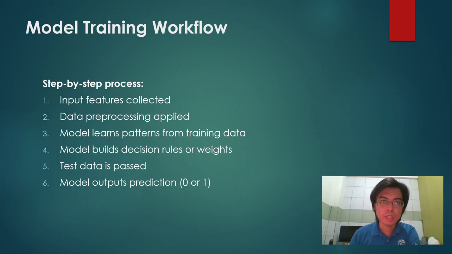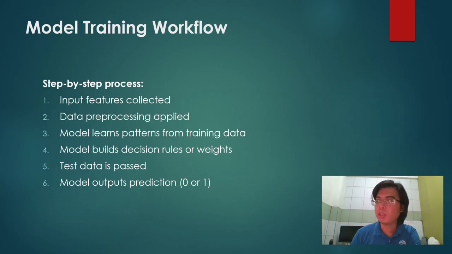In this part, we explain how the machine learning model works step by step. First, input features are collected from the network dataset, such as login attempts, packet size, and session duration. Next, the data goes through preprocessing, including encoding and scaling, so the model can process it properly.